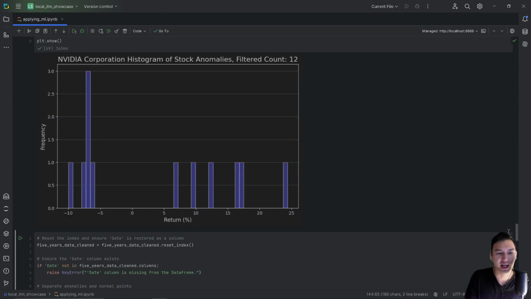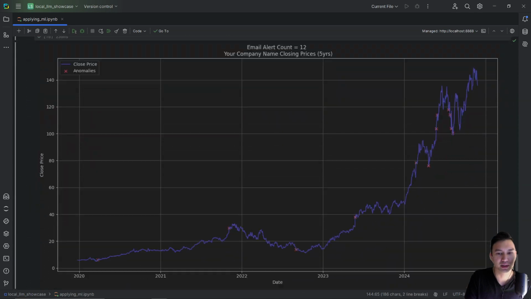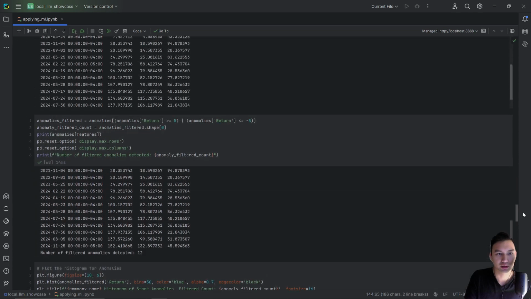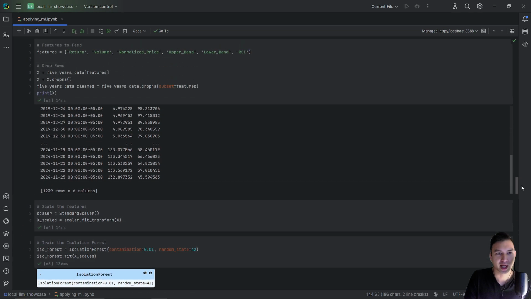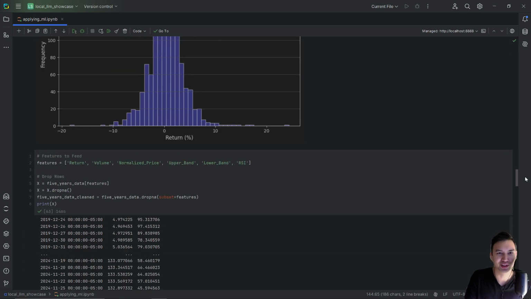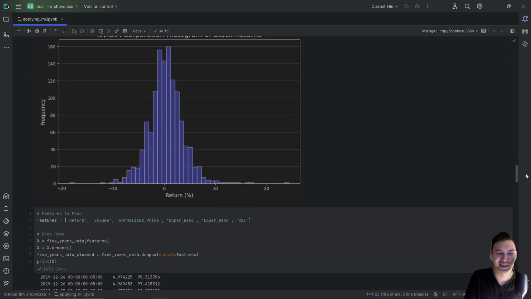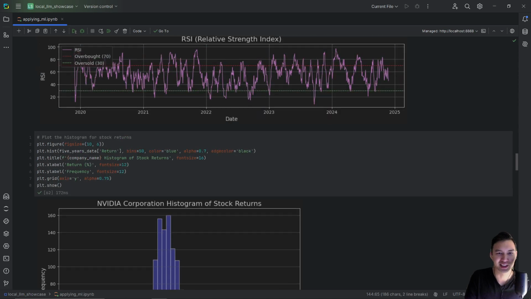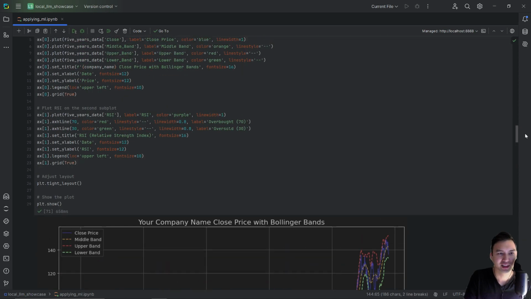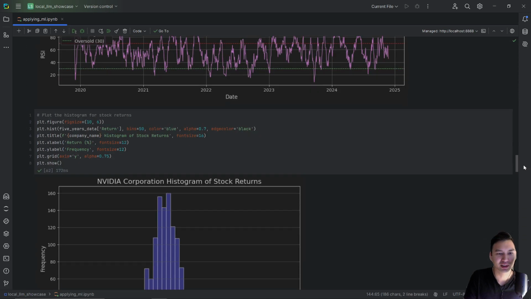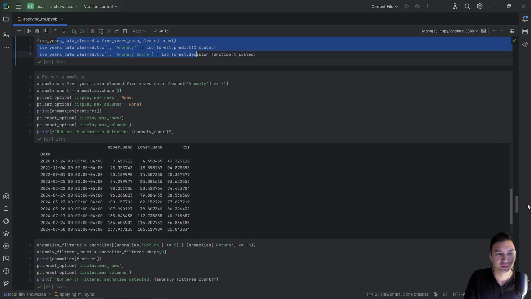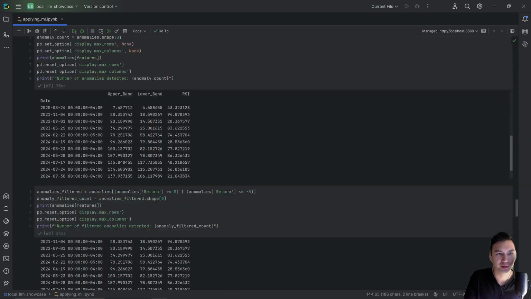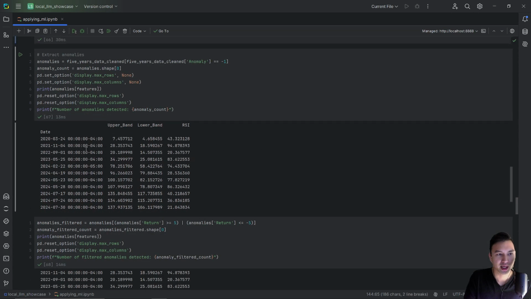You can see that there are some anomalies. Let's take a look. But yeah, I don't think you want to be trying mean reversion on NVIDIA. It's like a trending stock, right? It's definitely a trending stock. But yeah, where was I? Okay, yeah, here we go.